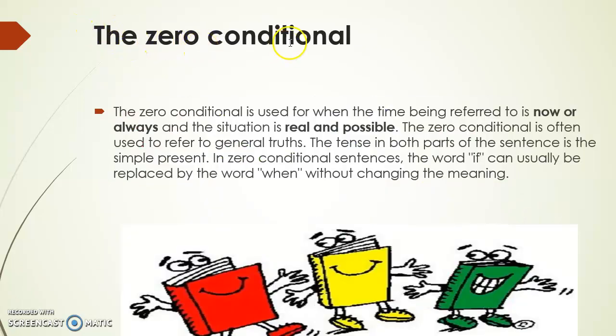The next type is the zero conditional. The zero conditional is used for when the time being referred to is now or always, and the situation is real and possible. The zero conditional is often used to refer to general truth. The tense in both parts of the sentence is the simple present. In zero conditional sentences, the word if can usually be replaced by the word when without changing the meaning.